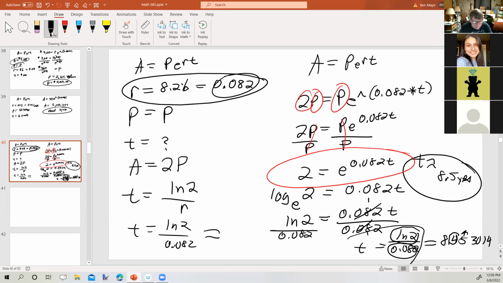Let me ask you this. What if they wanted to triple the population? What if this was 3, this was 3, this was 3, right? It'd be the natural log of 3 divided by it. Okay. Well, let's put that to use on this problem.